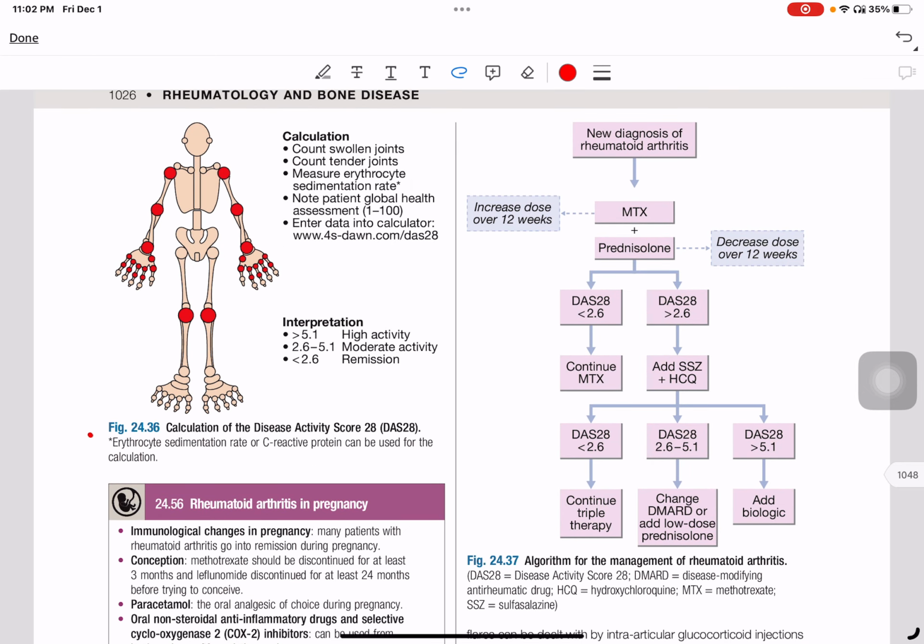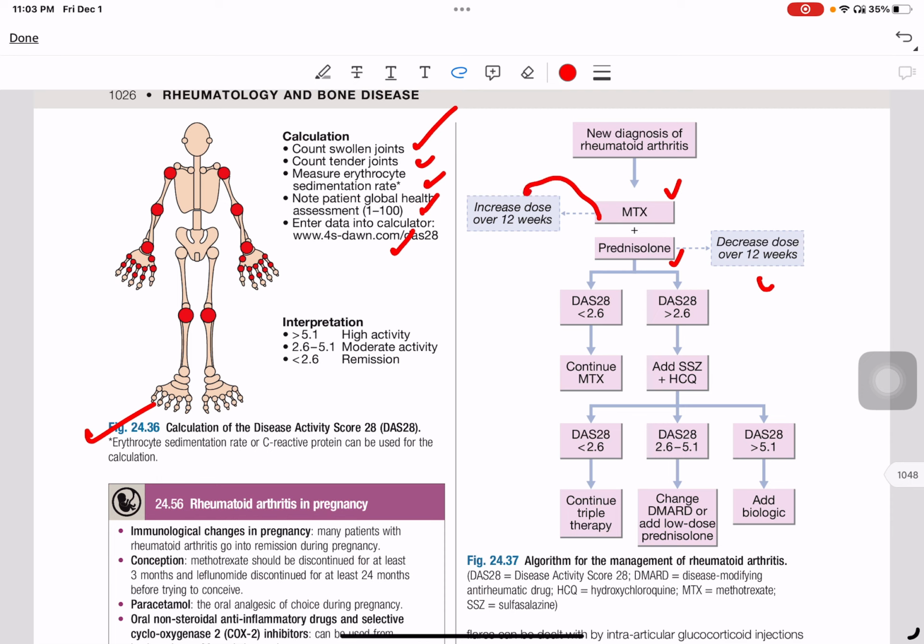So this is the calculation of disease activity. Thus, we have to count the swollen joints and tender joints, measure ESR, note the patient global health assessment, and insert all the information into the calculator. So in newly diagnosed rheumatoid arthritis, we should start methotrexate and prednisolone. Prednisolone should be tapered over 12 weeks, and methotrexate should be optimized over 12 weeks.